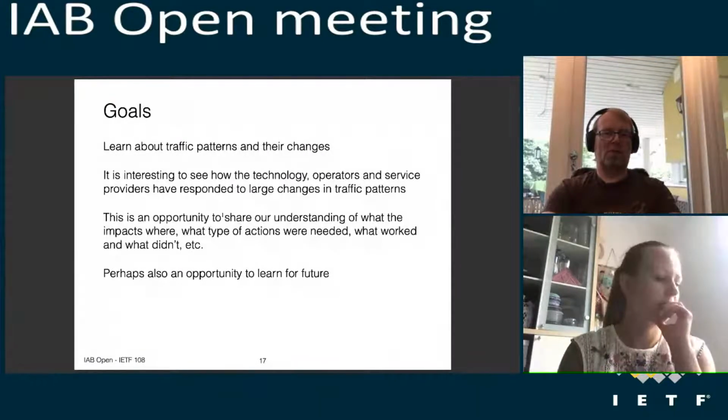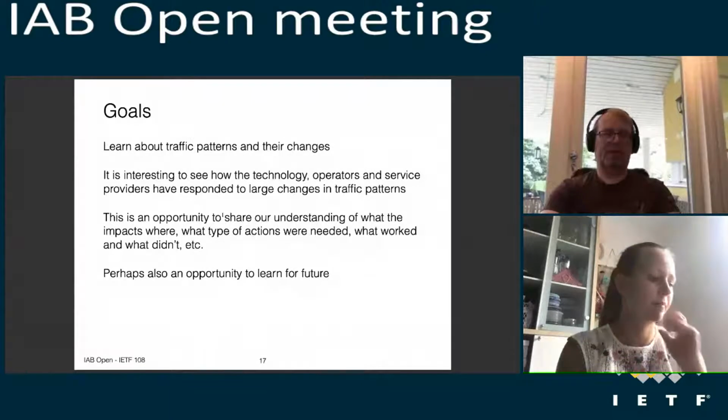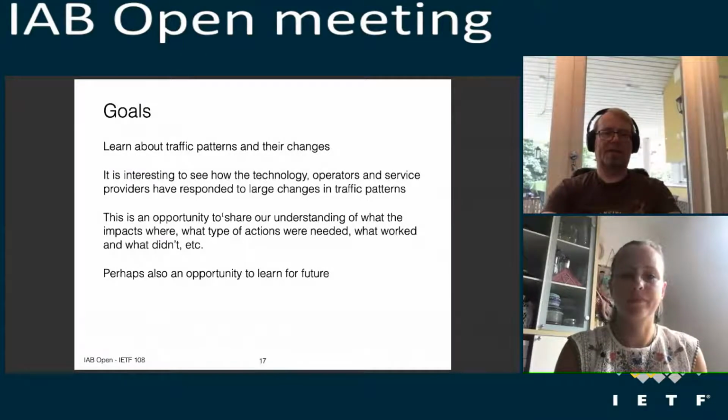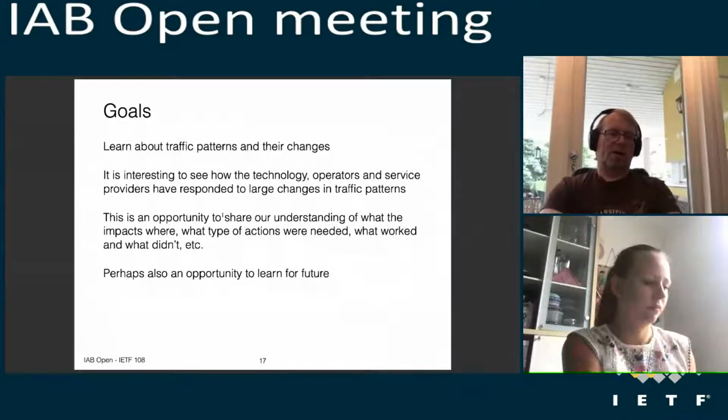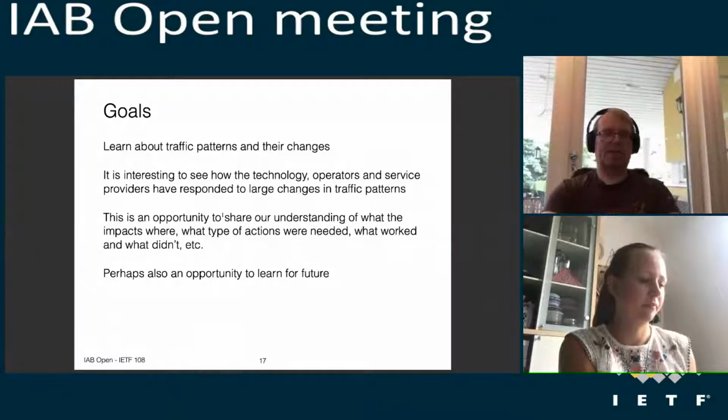So we would like to have a workshop that talks about the traffic patterns and their changes. We want to learn about that. We'd like to understand how the different operators and service providers responded, what kind of things they had to do. It's an opportunity for us to share our understanding, or different people's understandings, of what the impacts were, what was needed, and what worked and what did not. And maybe also an opportunity to learn for the future. Next slide.